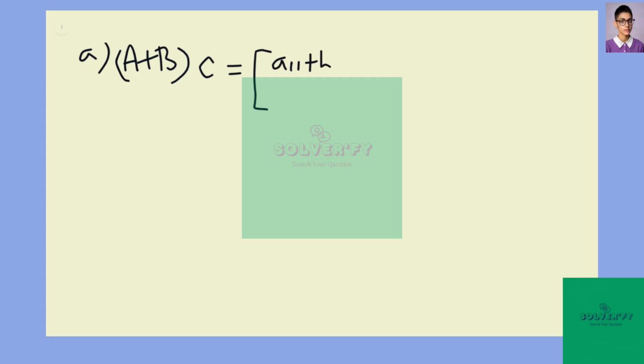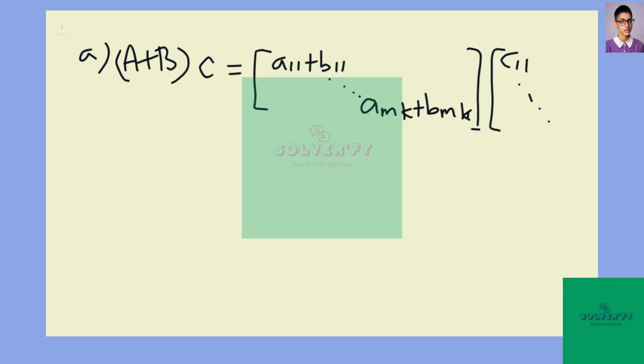Okay, so for problem 12, we're looking at the distributive property, and for part A, we want to take A plus B and multiply it by C. So this is going to look like, in matrix form, we would have A plus B being A11 plus B11 all the way to our AMK plus BMK. And then we multiply that by our C matrix, and our C matrix being K by N.